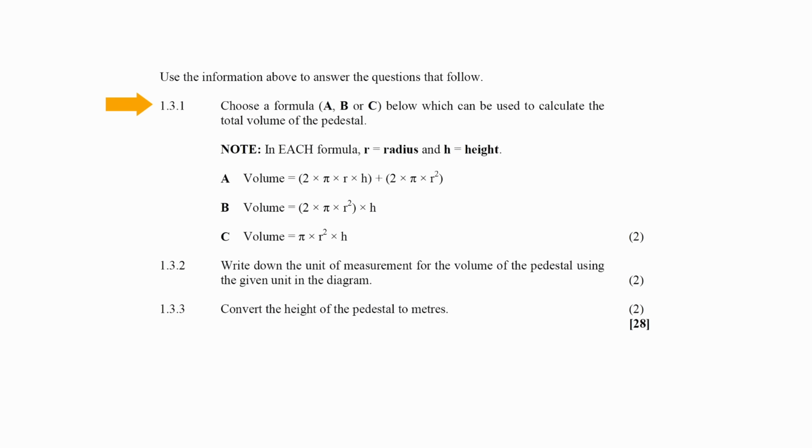In question 1.3.1, you have to choose a formula A, B, or C which can be used to calculate the total volume of the pedestal. Note that in each formula r equals the radius and h equals the height. In formula A, volume equals 2 times pi times r times h plus 2 times pi times r squared. In formula B, volume equals 2 times pi times r squared times height. And in formula C, volume equals pi times r squared times height.